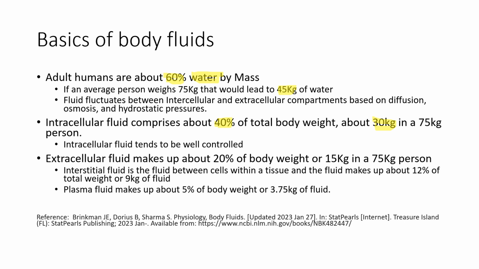Extracellular fluid makes up about 20% of total body weight, so about 15 kilograms in a 75 kilogram person. It is made up of the interstitial fluid, which is about 15% or 11.25 kilograms, and the plasma, which is the fluid found within the blood, which makes up about 5% or 3.75 kilograms. I do have references here where I got this. It was an article. I couldn't remember the exact percentages, so I always look that up.